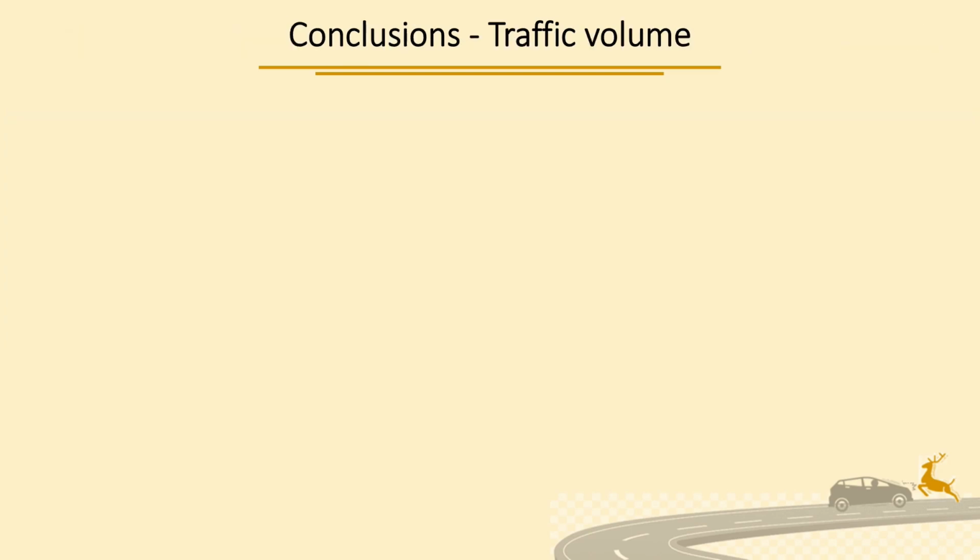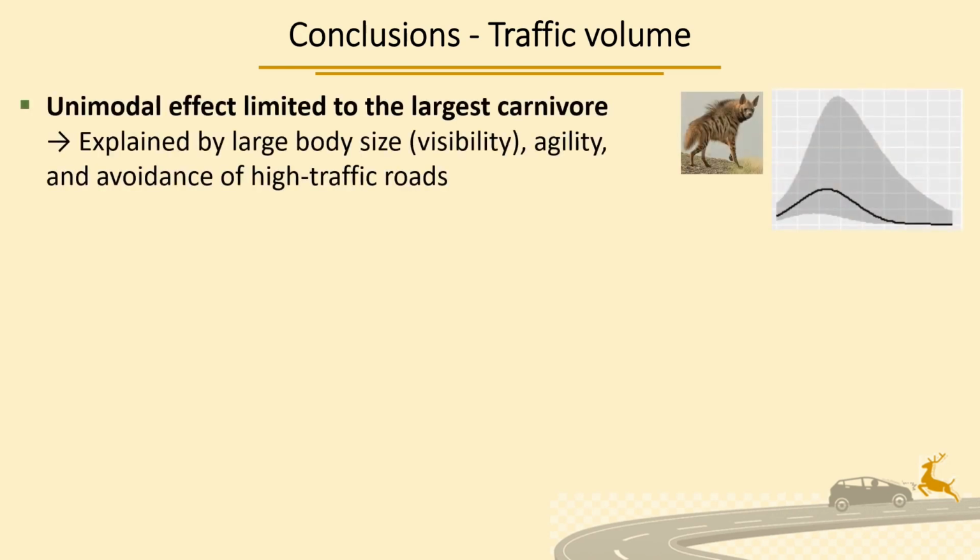Conclusions regarding the effects of traffic volume. We found that the unimodal effect was limited to the largest carnivore in our study, the striped hyena. This can be explained by the animal's large body size, which leads to better visibility, and its agility, promoting safe crossings on low traffic roads, along with its tendency to avoid high traffic roads.